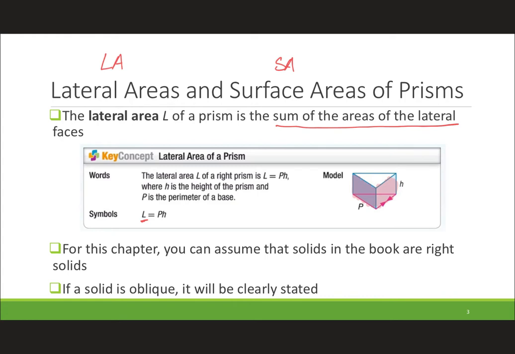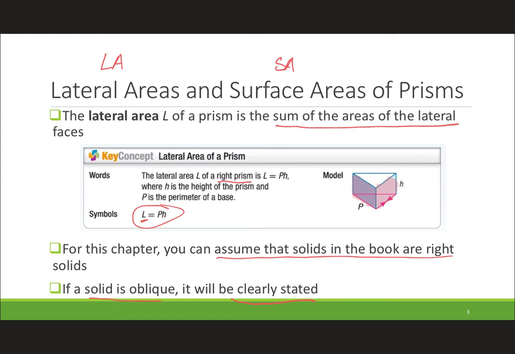Now the equation, this one right here, only works for right prisms. Okay, so it only works when the lateral edge is the altitude. It doesn't work for oblique prisms. You need to do something different for those. So if a solid is oblique, it'll tell you, but otherwise assume that all the solids are right solids, because they're the ones that the formula works for.